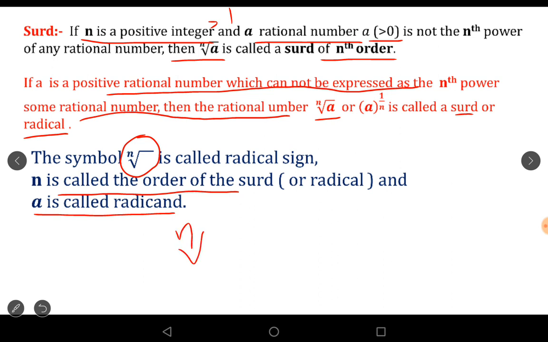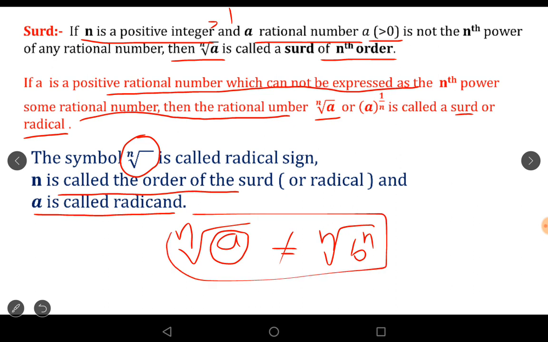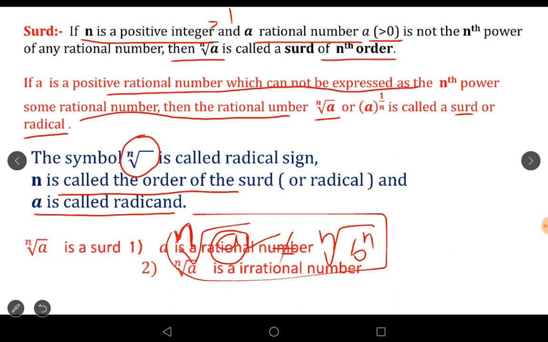So observe here, the nth root of a is a surd because a is not expressed as any other rational number b to the power of n. So the nth root of a is not equal to the nth root of b to the power of n. Okay. So here a is the radicand and n is called the order of the surd. Okay students, this is the definition.